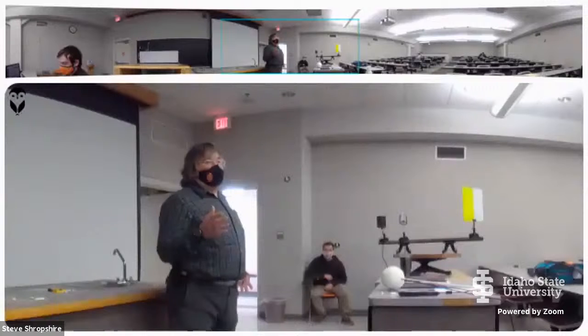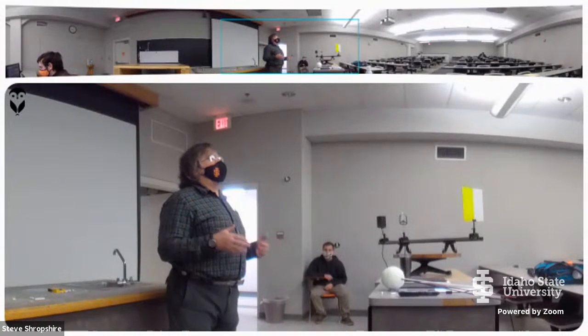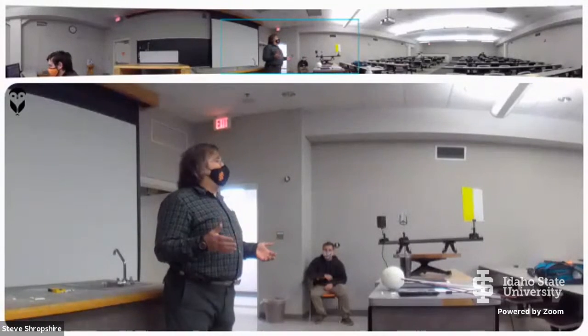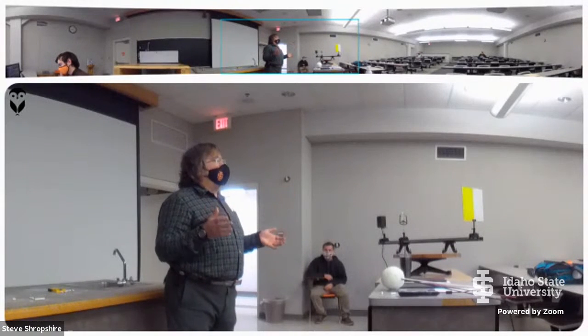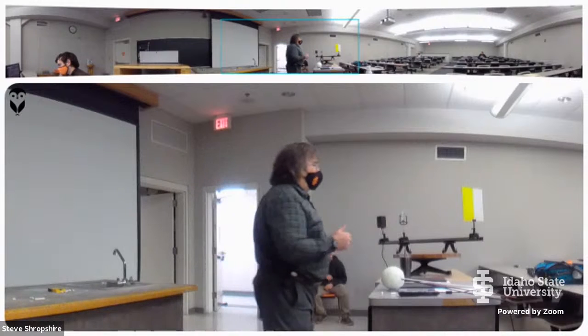If there's a huge difference in this index of refraction, in the speed of light, basically how optically dense two materials are, you'll get the light bending quite a bit. If there's not as much of a difference, you won't get as much bending.